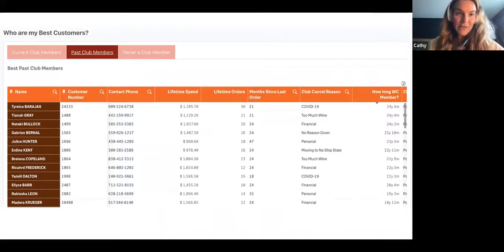These are your best customers, and we've just looked specifically at past club members. So customers who have left the club, and look at the club cancel reason, which is toward the right-hand side of the screen here. Maybe it was COVID, maybe no reason was given, or maybe people are just being personal about it. But if you start adding up the lifetime spend, the lifetime orders, it's really a significant thing. But that club cancel reason also gives you a lot of information to work with when you want to go back and re-engage that customer who has dropped off.